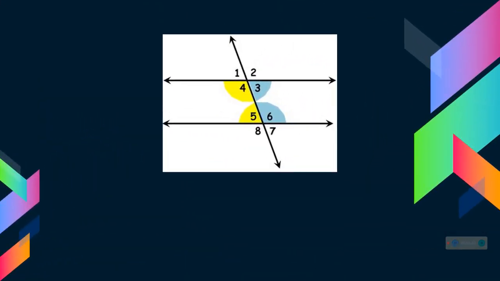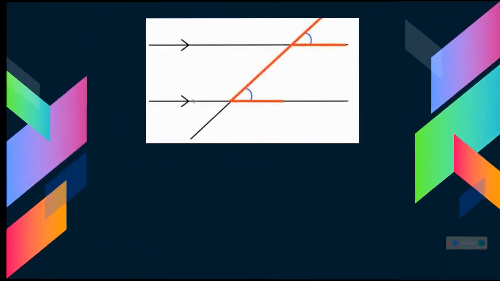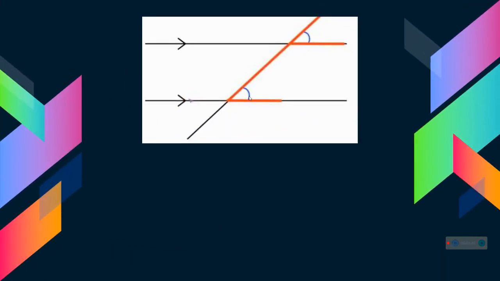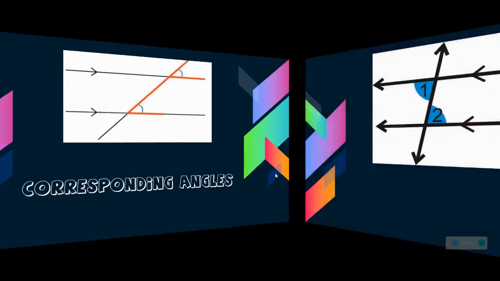Okay, how about these colored angles? What do you call them? Correct. We have the interior angles. Okay, next, how about this one? These two angles with given markings, what do you call them? Yes, they are examples of corresponding angles.